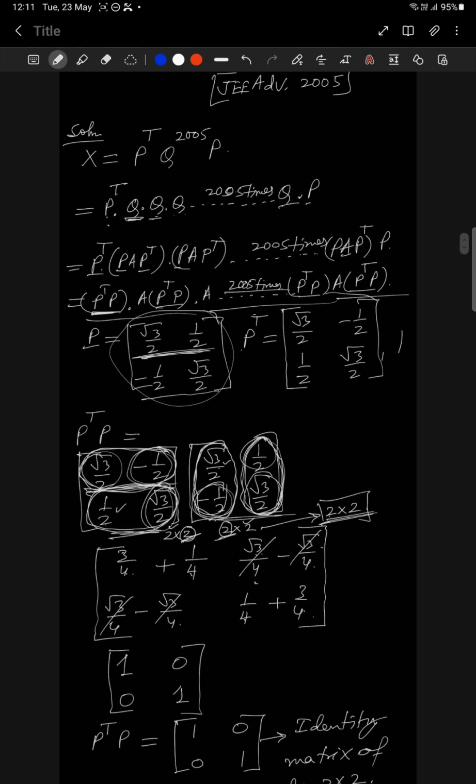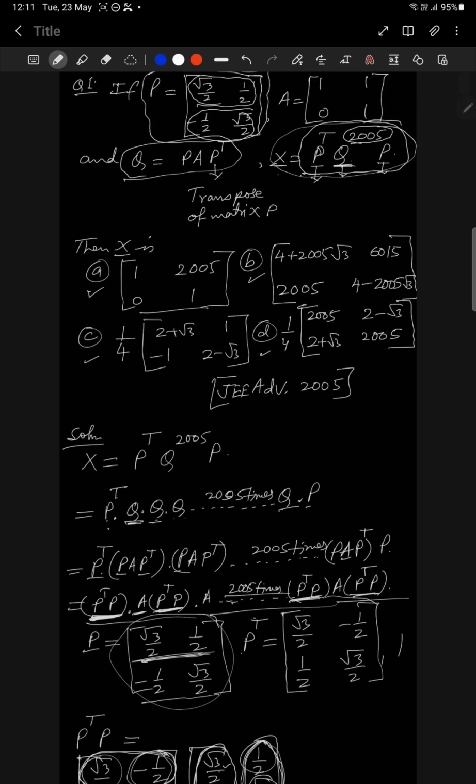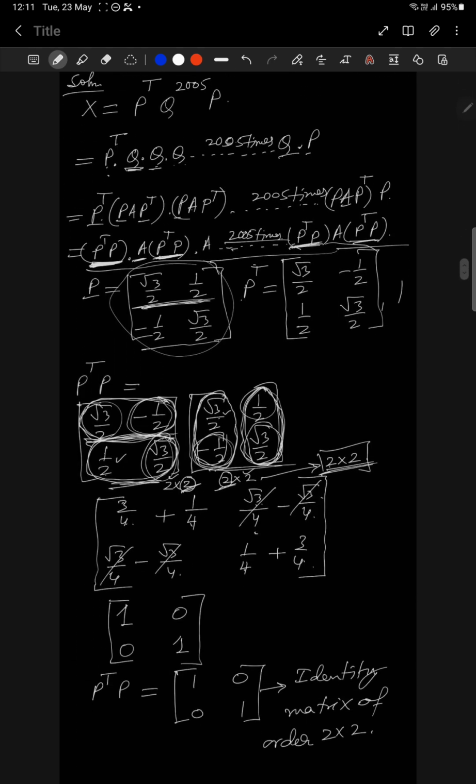Okay, so what is happening over here now? You come back to this. P transpose P is equal to that identity matrix which I have written. P transpose P will be again an identity matrix, and so on. 2005 times we will be getting P transpose P, P transpose P. So in all the cases what you are finding is the identity matrix multiplied by capital A. Matrix A was given as this. I hope you can recognize.